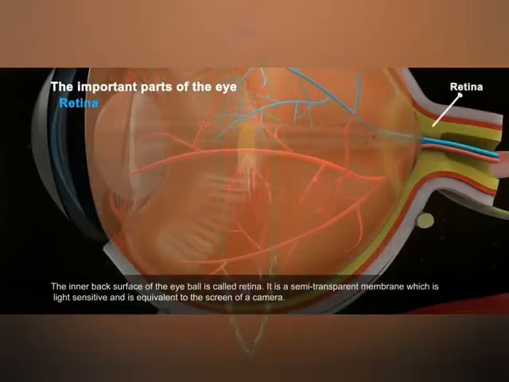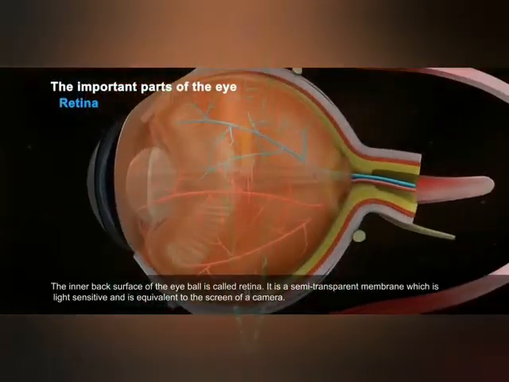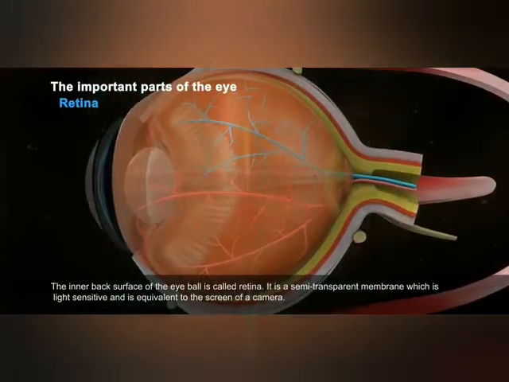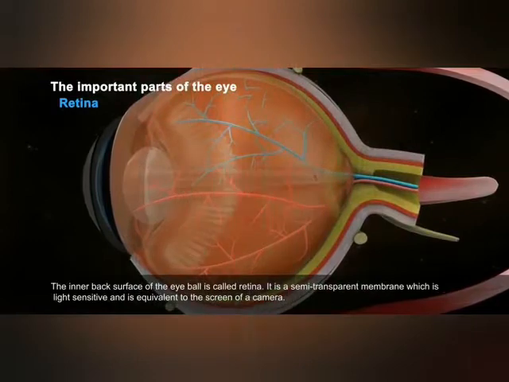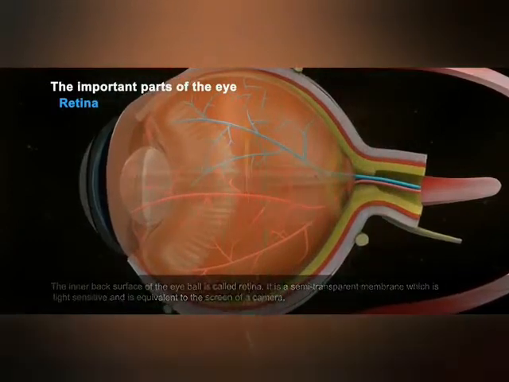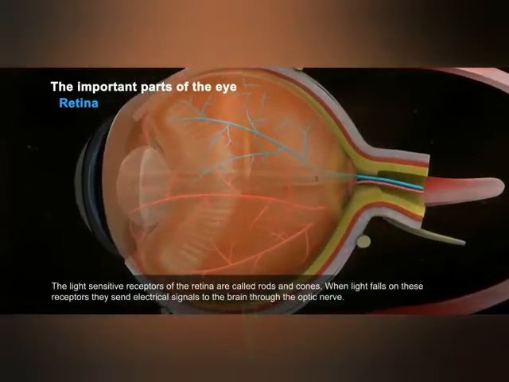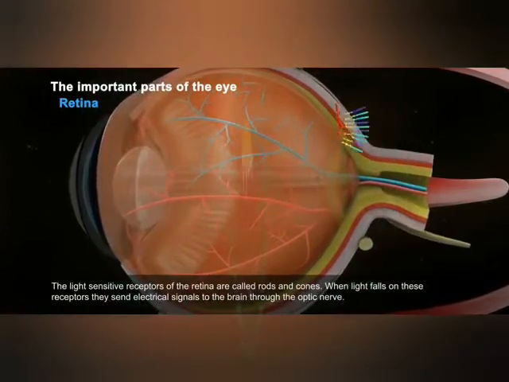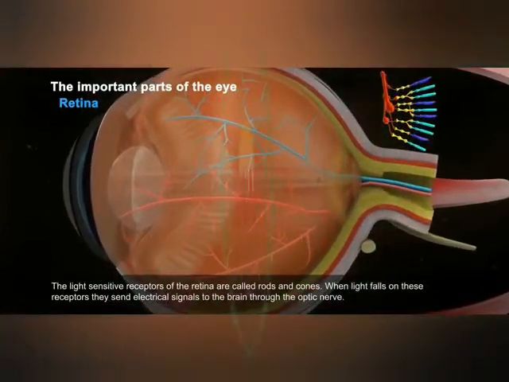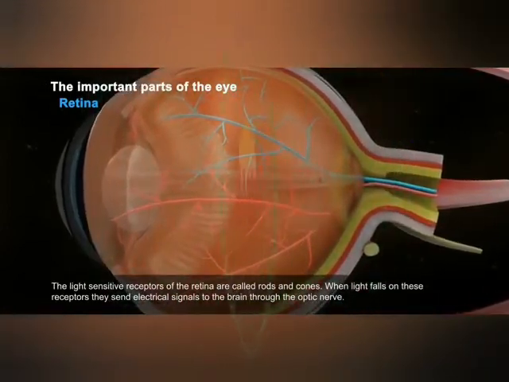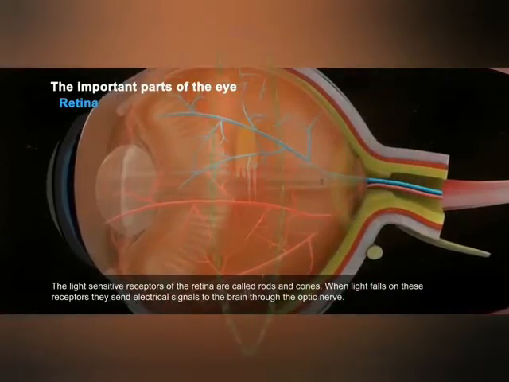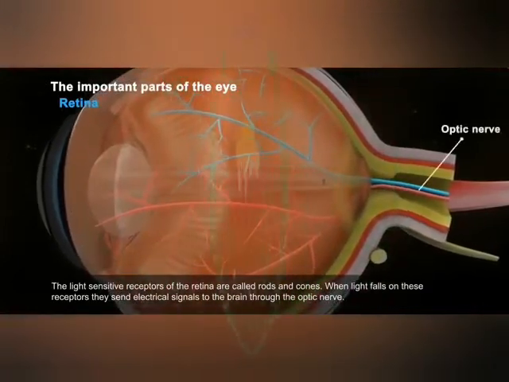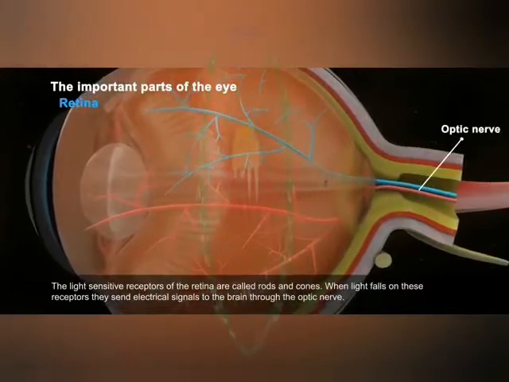Next one is retina. The inner back surface of the eyeball is called retina. It is a semi-transparent membrane which is light sensitive and is equivalent to the screen of a camera. The light-sensitive receptors of the retina are called rods and cones. When light falls on these receptors, they send electrical signal to the brain through the optic nerve.